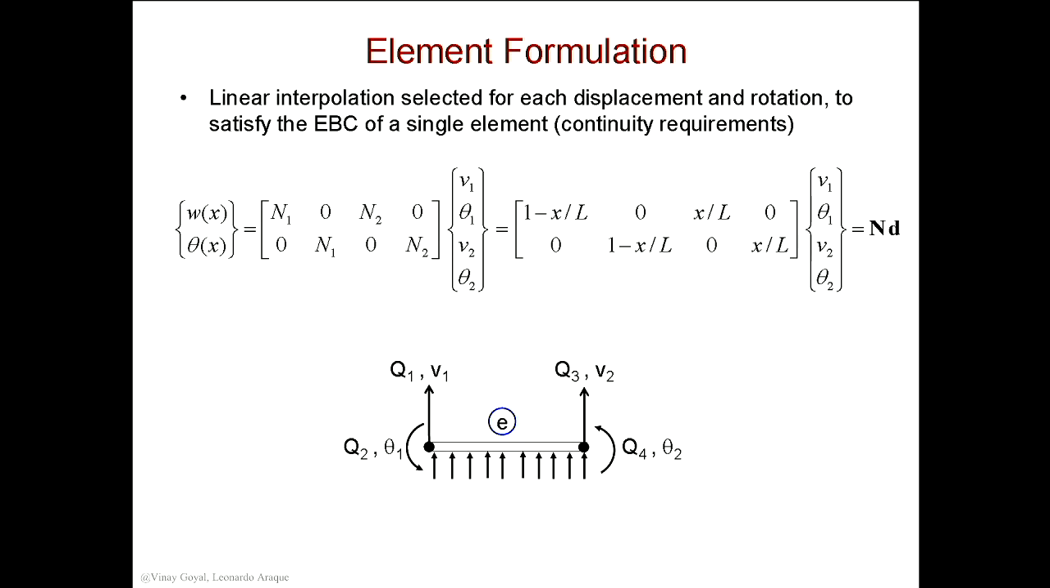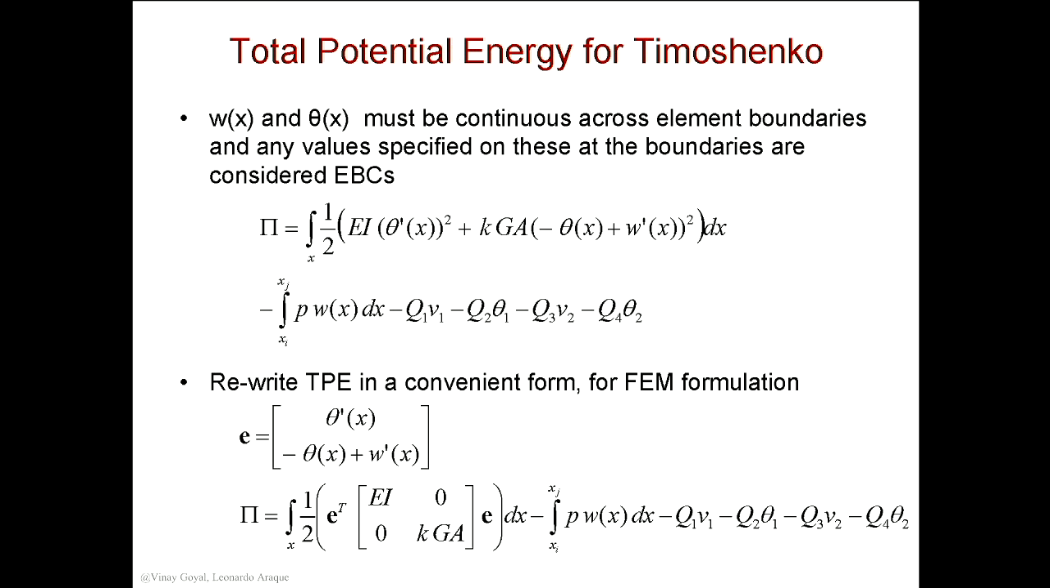We're going to use a linear approximation because if I go back to my total potential energy, I have a prime there. So I cannot use a constant for approximation. That doesn't work out. The prime of a constant is zero. It goes away. So using a linear approximation is excellent because now the prime of that is a constant. I can use that there.